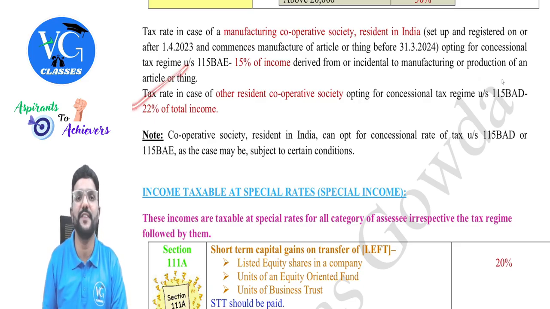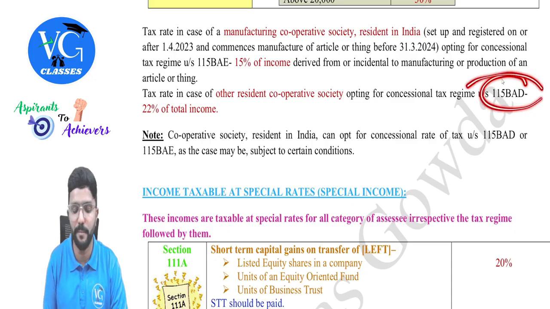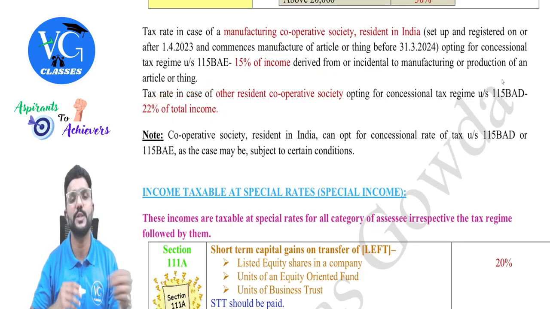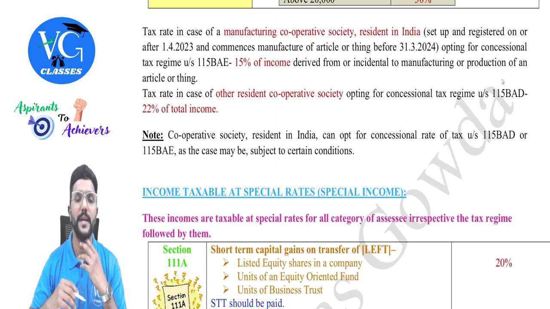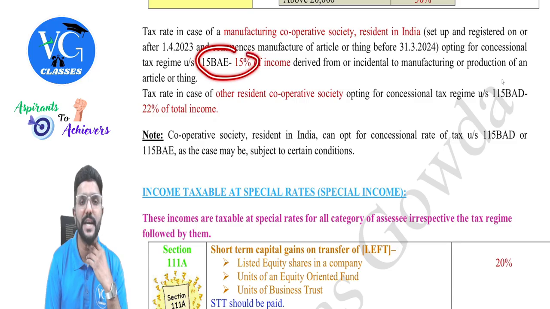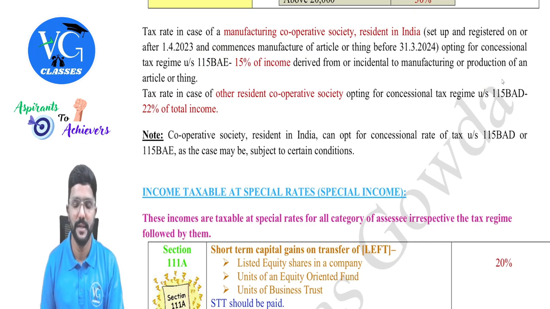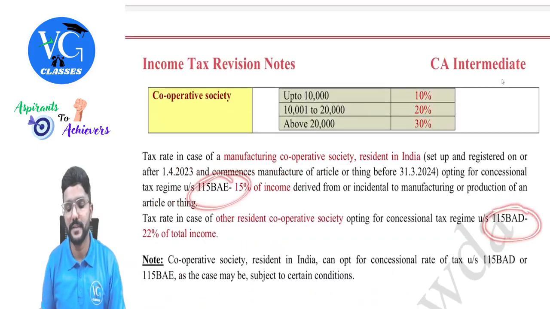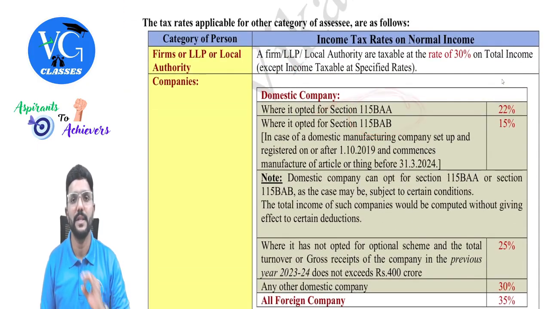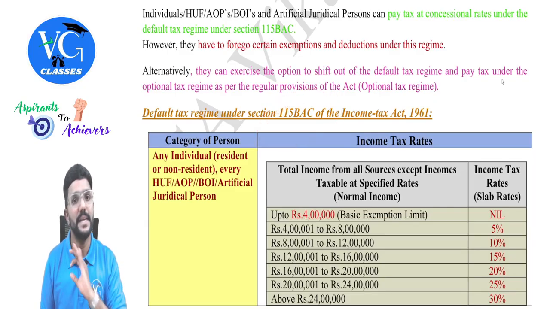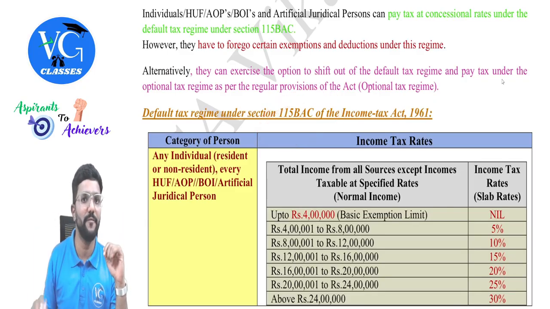Okay. There is one more optional scheme for the resident cooperative society. A resident cooperative society opting for this section, which means it is not engaged in manufacturing, is doing something else. In that case, the tax rate is 22%. And even if the cooperative society is following the optional scheme given under section 115BAE or BAD, they have to forego certain exemptions and deductions, guys. But these sections, as well as the two sections we saw for domestic company, are not covered in detail in your syllabus, guys. You need not worry. Whereas section 115BAD is covered in detail. Okay, sorry, BAC is covered in detail for you. BAD will come for cooperative society.